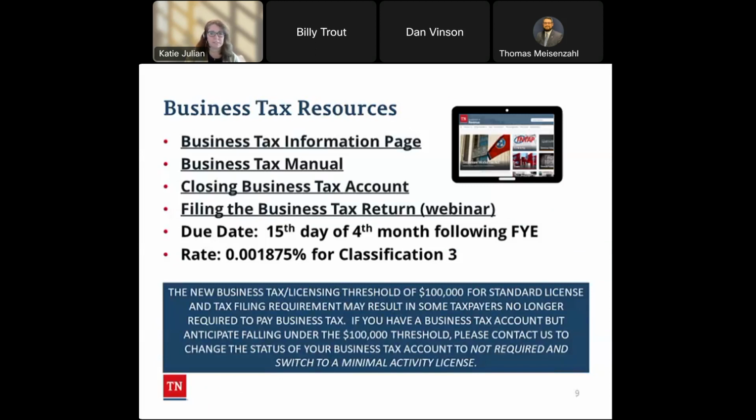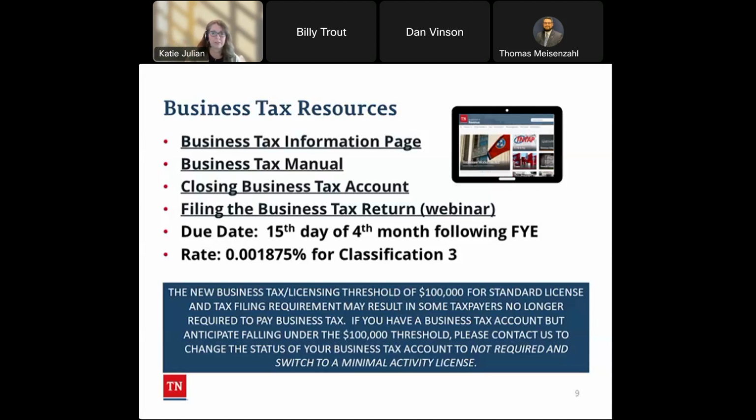The due date for business tax is the 15th day of the 4th month following the fiscal year end. If you've got a calendar year fiscal year end, so December 31 fiscal year end, that means on April 15th business tax is due, and that license, your business license for that location, will be expiring a month later. In this example, it would be May 15th.